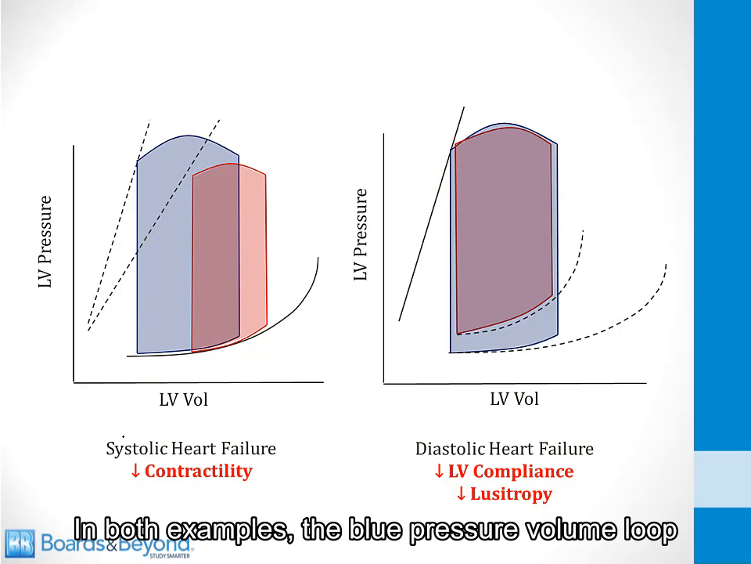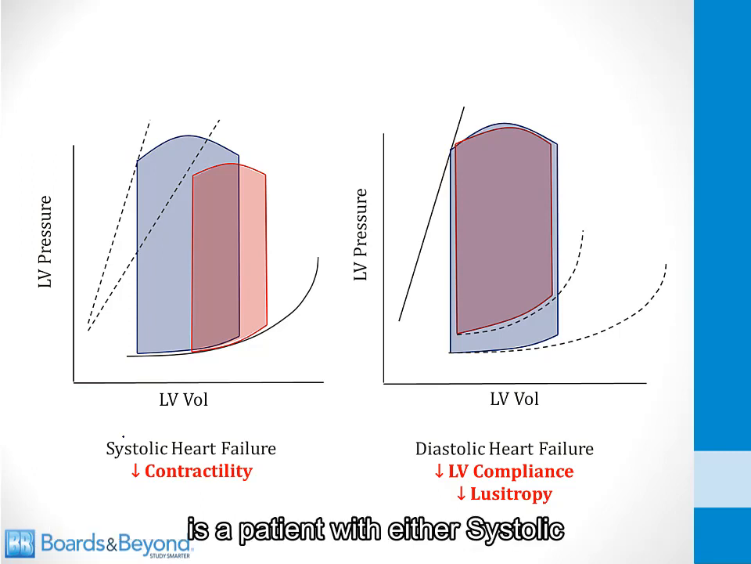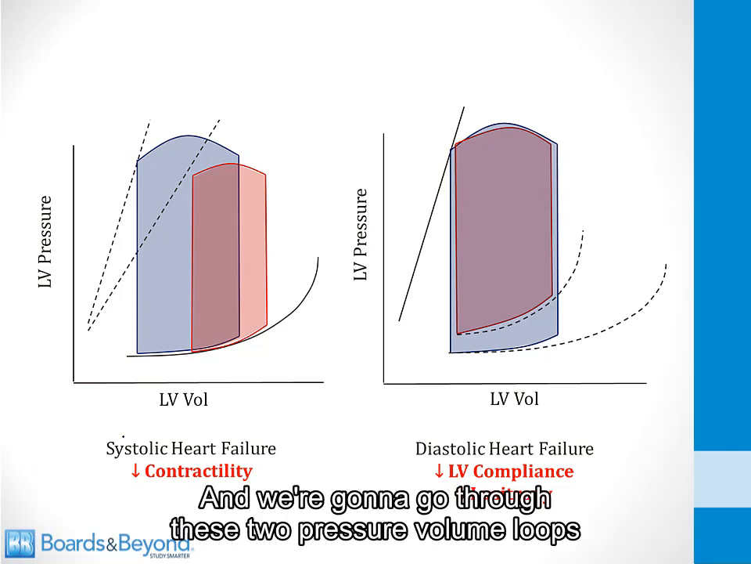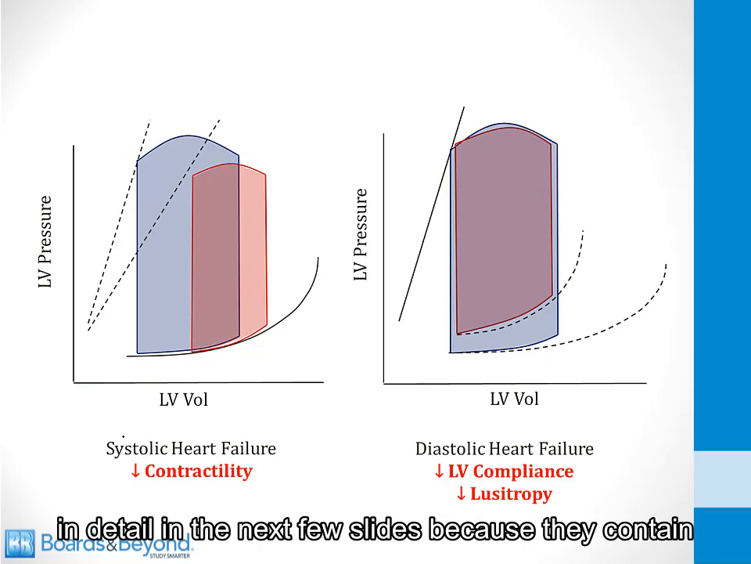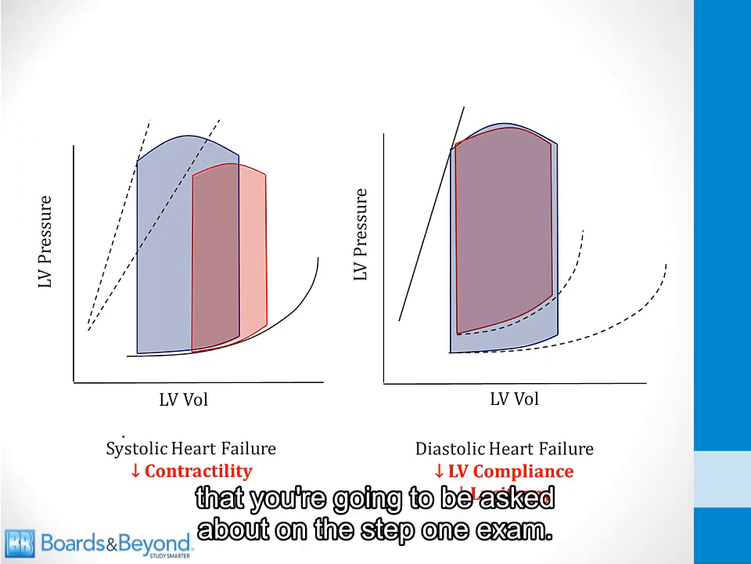In both examples, the blue pressure volume loop is a normal patient, and the red pressure volume loop is a patient with either systolic or diastolic heart failure. And we're going to go through these two pressure volume loops in detail in the next few slides because they contain all the fine details of these two disorders that you're going to be asked about on the Step 1 exam.